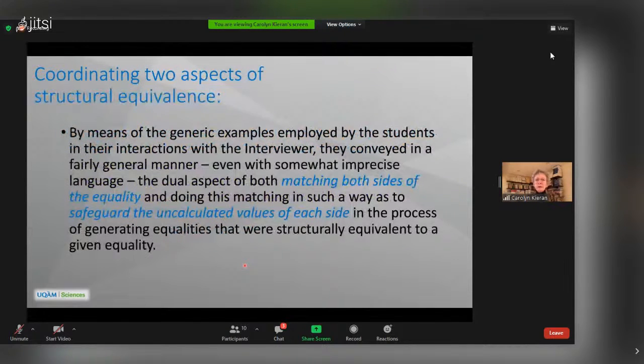So by means of the generic examples, and they did tend to use generic examples to talk about what they meant, they conveyed in a fairly general manner, even with somewhat imprecise language, the dual aspect of matching both sides of the equality and doing this matching in such a way so as to safeguard the uncalculated values of each side in a process of generating equalities that were structurally equivalent to a given equality.